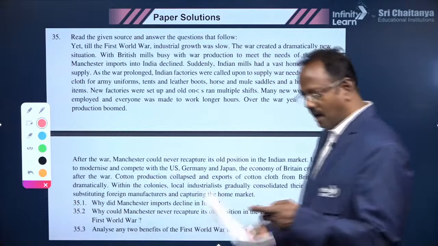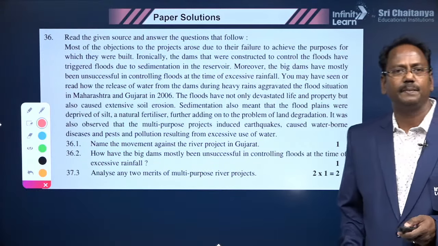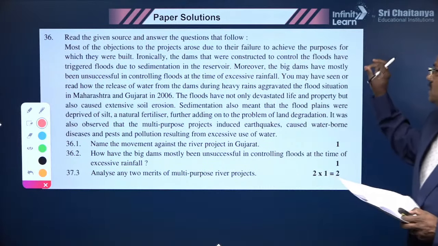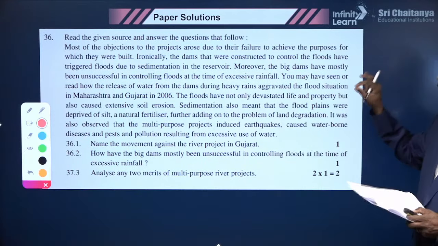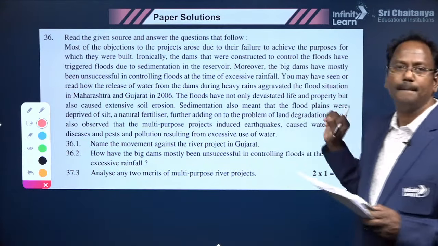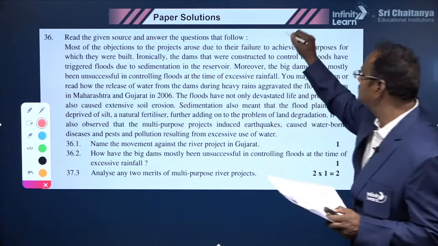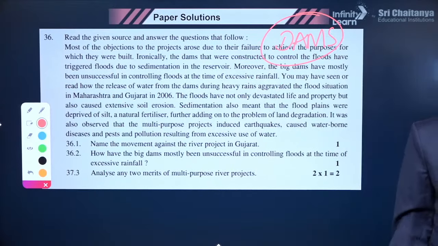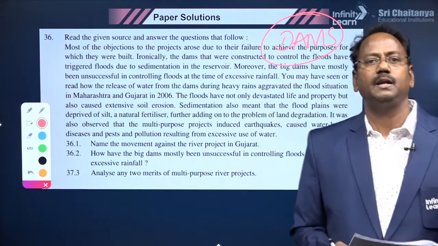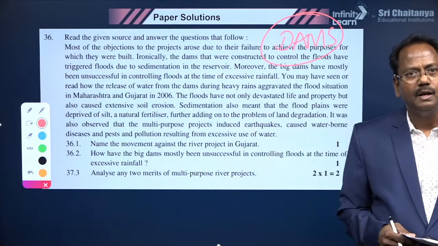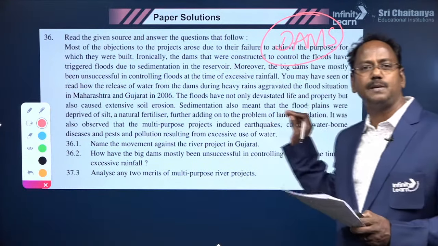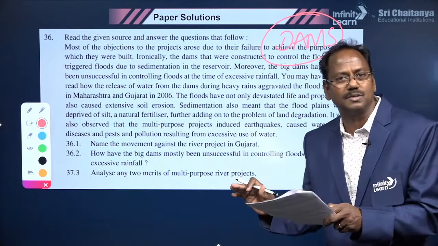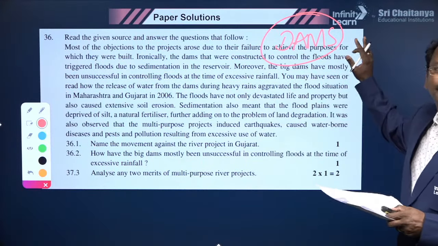Now the 36th question, question number 36, is also a source-based question. Most of the objections to the projects arose due to their failure to achieve the purpose for which they were built. Ironically, the dams, and this is all about dams, multi-purpose projects. We constructed many multi-purpose projects in India for the development of the country. Jawaharlal Nehru said that they are the modern temples of the economy, integrating the development of urban with rural societies.